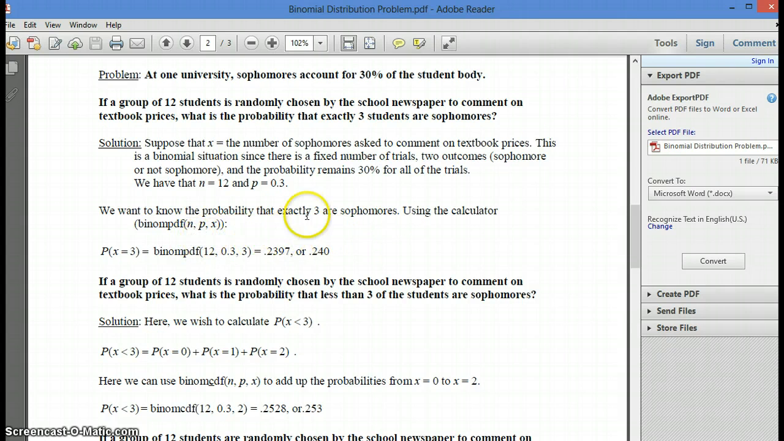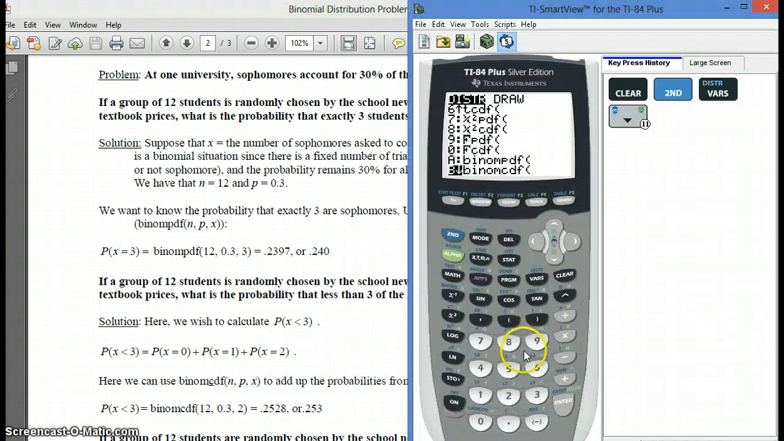So when we have exactly 3, that means we're looking at the probability that X is 3. In that case, we use Binomial PDF. We use the probability density function. We always put in n comma p comma x. So if I'm going to calculate this, I'm going to use Binomial PDF in this case.